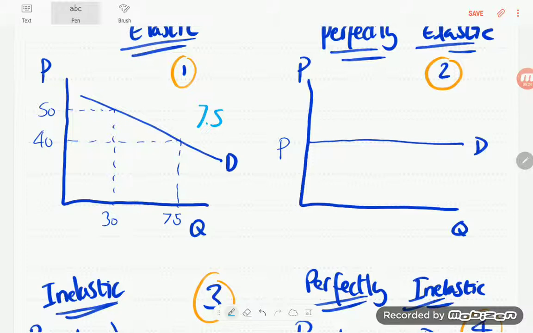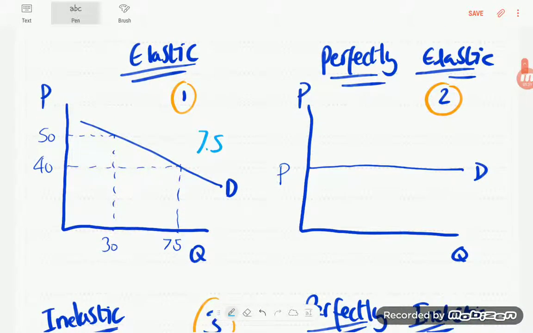Perfectly elastic demand has a PED of infinity. So the diagram on the right of that one, number 2, is infinity, and any increase in price means that the demand will fall to 0. Consumers are willing to buy all they can at price P, but none above price P.